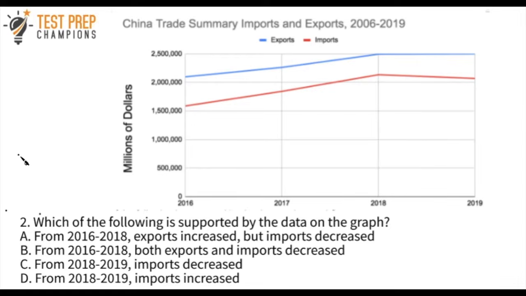Okay, question 2 says, which of the following is supported by the data on the graph? A, from 2016 to 2018, exports increased but imports decreased. B, from 2016 to 2018, both exports and imports decreased. C, from 2018 to 2019, imports decreased. Or D, 2018 to 2019, imports increased. So pause the video now, try to figure this out, and then we'll go over it.